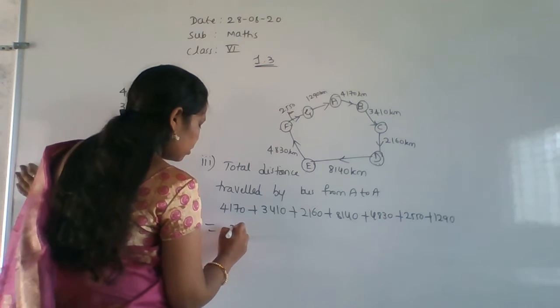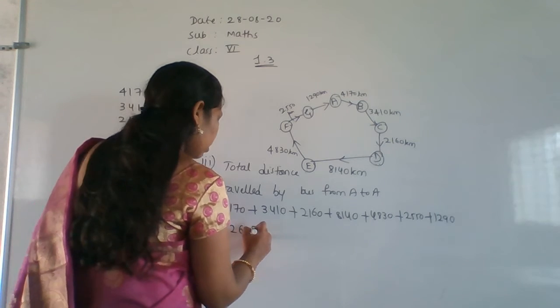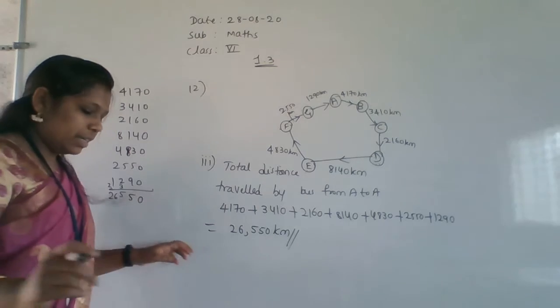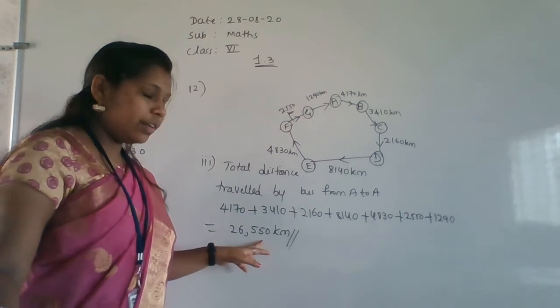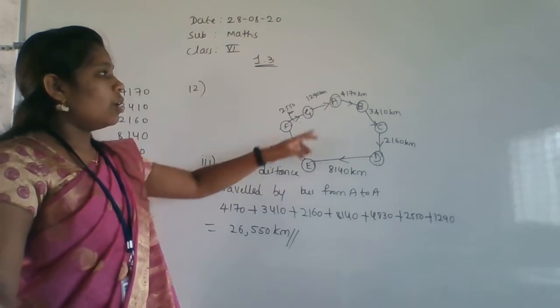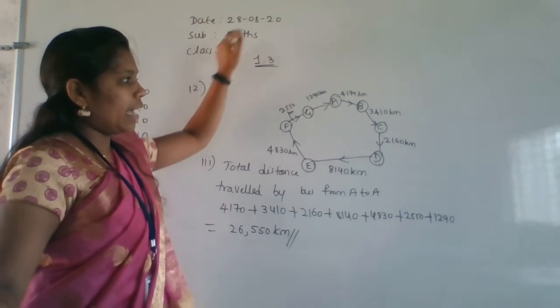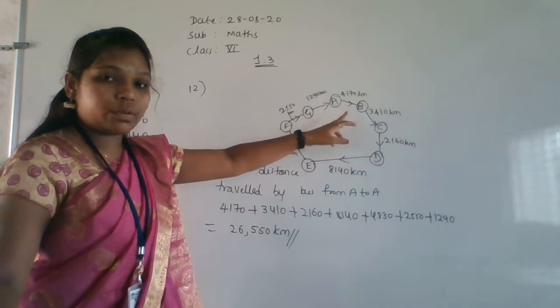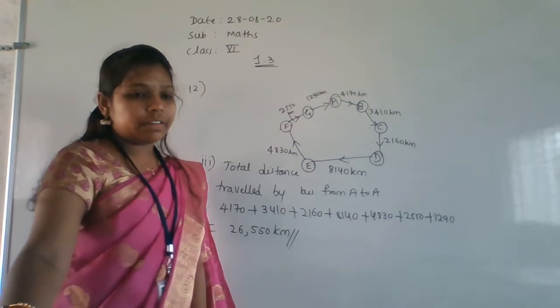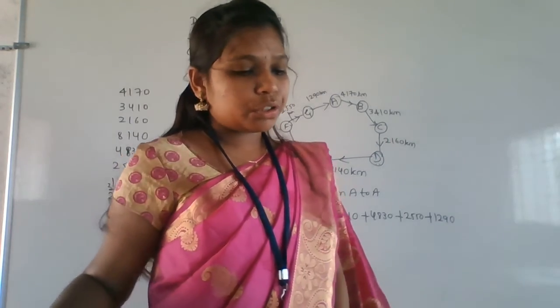Okay. So total distance is 26,550 kilometers. 26,550 kilometers is the distance traveled by the bus from this A point to A point again. So this much distance is covered by the bus. Getting everyone? Okay, so what is the fourth question they given here?